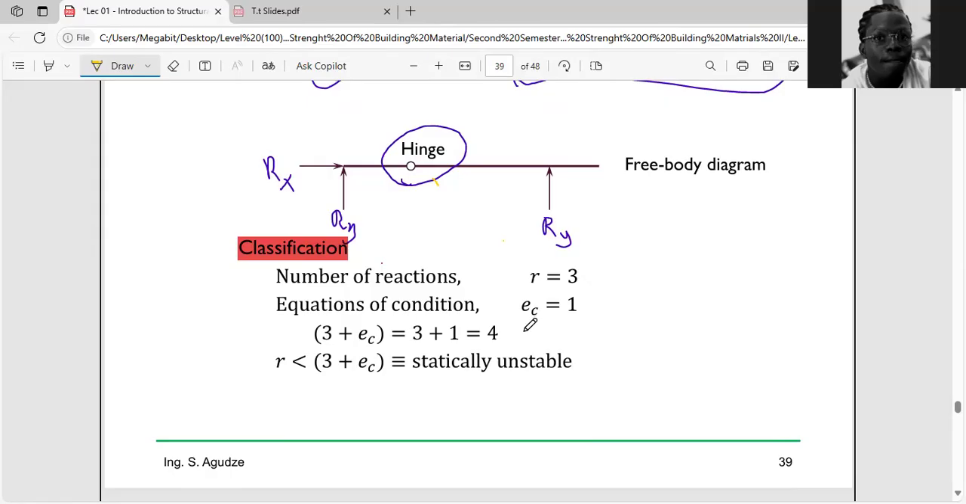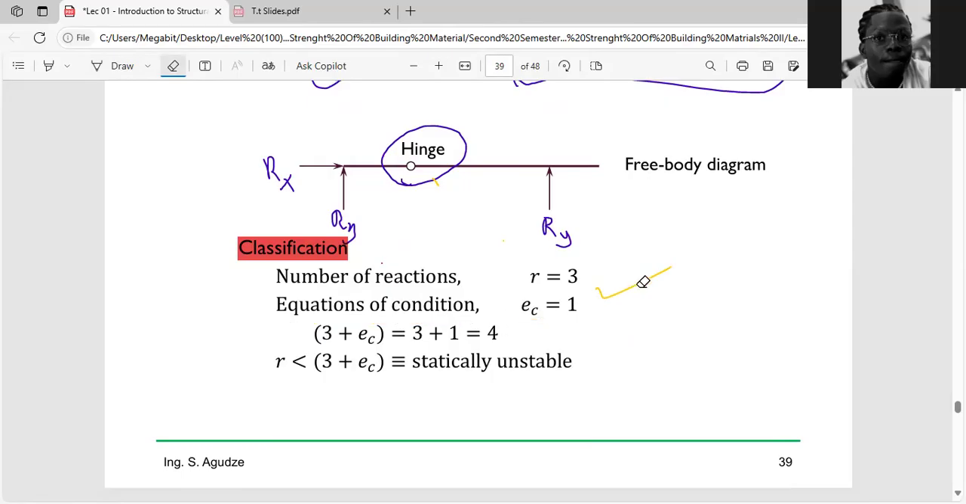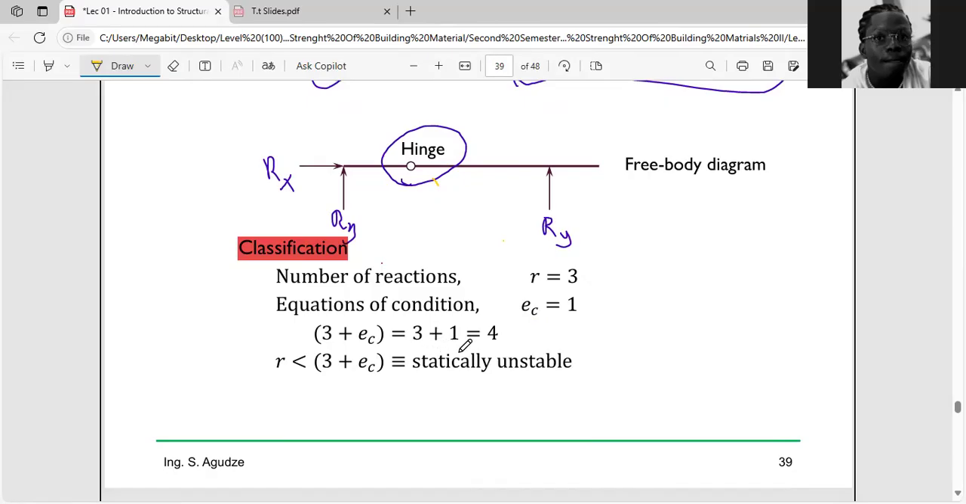So if you're able to draw the free body diagram, just be able to know the kind of support and remember the number of reactions they are having. Add them and you write number of reactions, R, is equal to 3, equation of condition, EC, is equal to 1. Good. From there, because there is an equation of condition in the structure, we have to apply the knowledge of the second table. And that is, we are saying 3 plus EC is equal to 3 plus 1 is equal to 4.